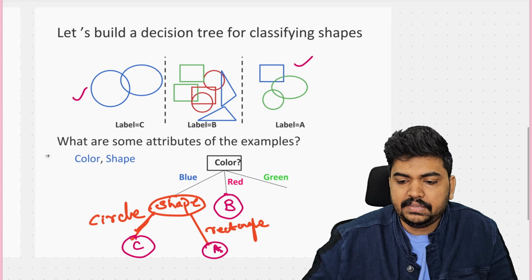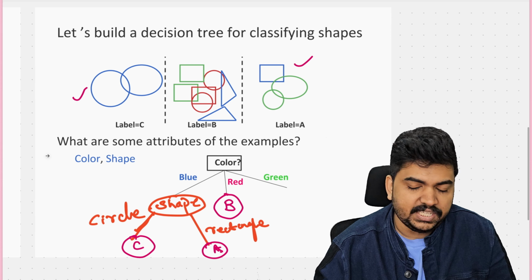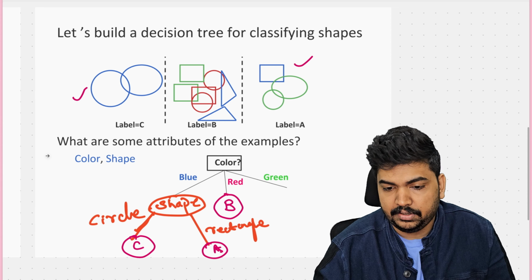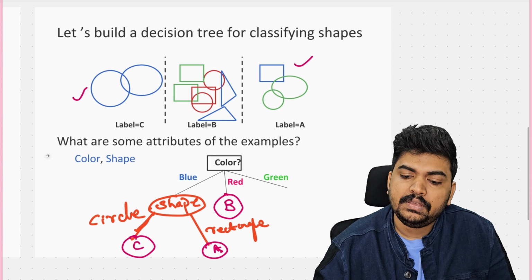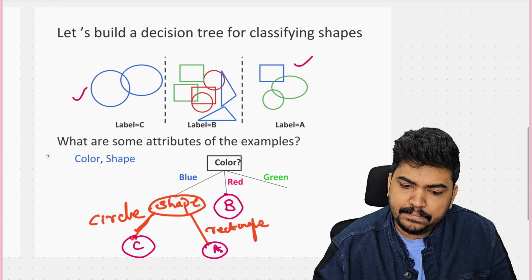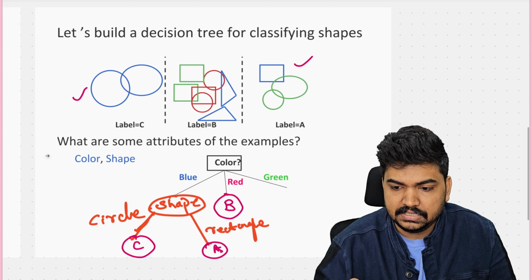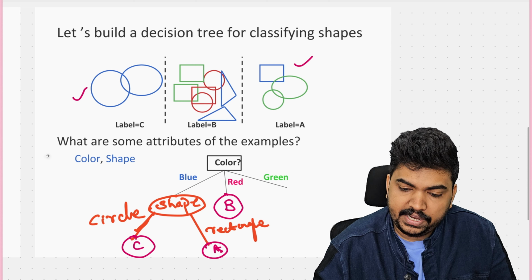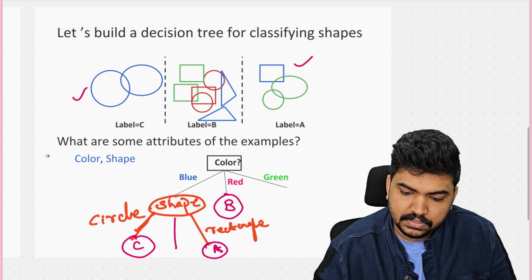So what happened here? We started off with the root node, which happens to be the color node. We are considering only that subset of data points where the color is blue. Amongst them, if the shape is a circle, we see that it is in C. If the shape is a rectangle, it is in A. If the shape is a triangle, it is B.